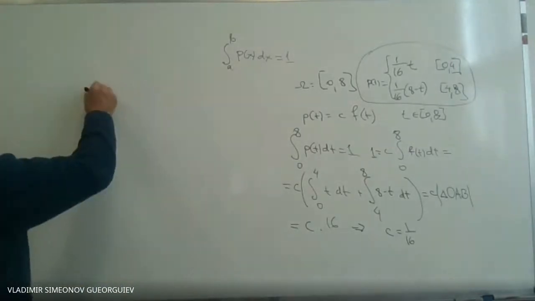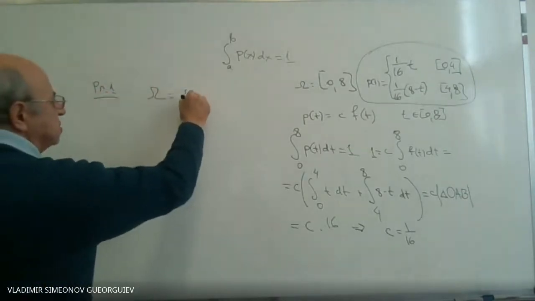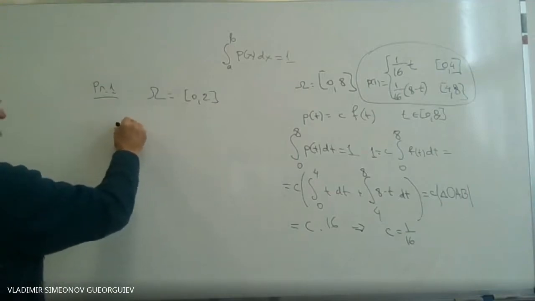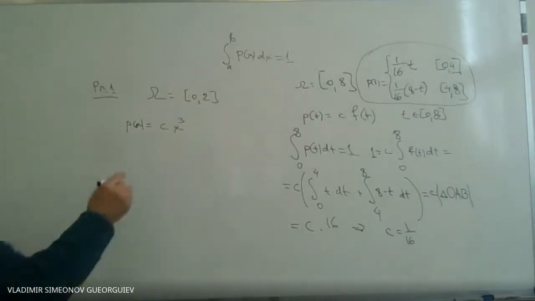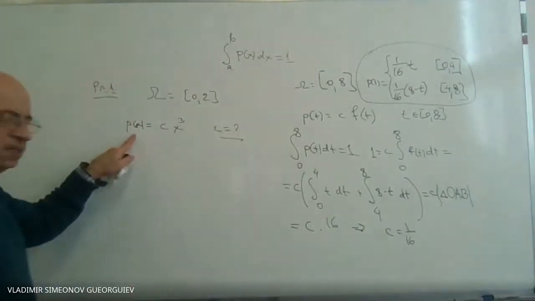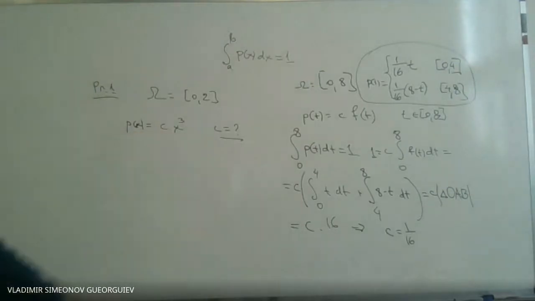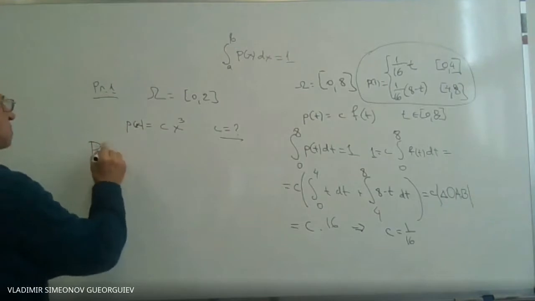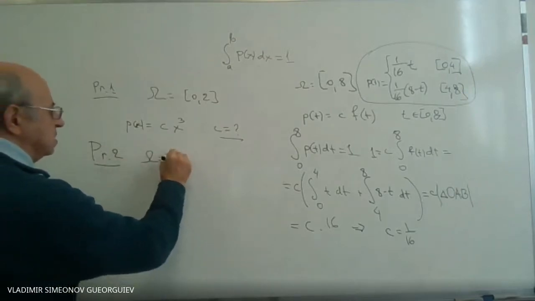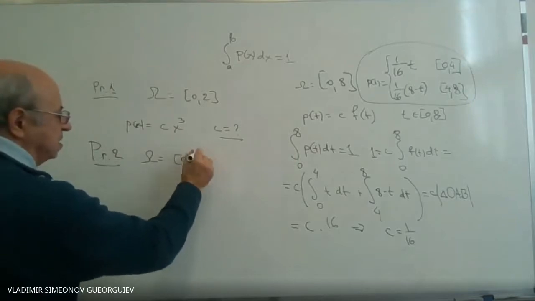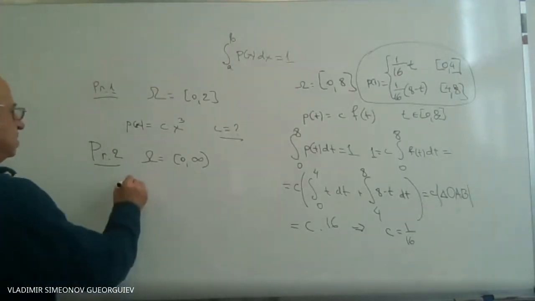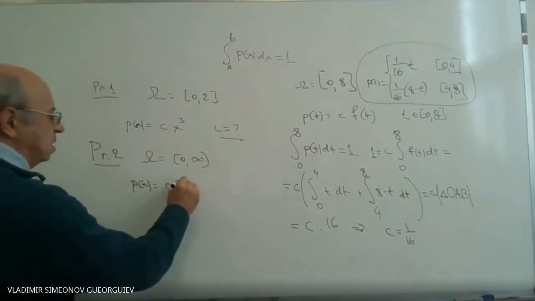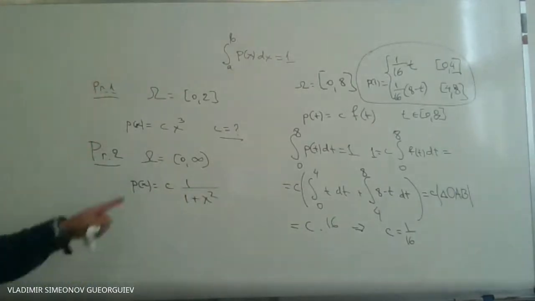Small problems. Problem 1: you can try omega equal to [0,2]. Our probability density is a constant c times x to the power 3. You can try to find the constant c such that it is a probability density of a random variable, so the calculation is similar. Or, in the second problem, omega is the interval from 0 to infinity. This is not a very real life problem, but formally you can take omega to infinity, and you can take p(x) equal to a constant times 1 over 1 plus x squared. Try to find c.